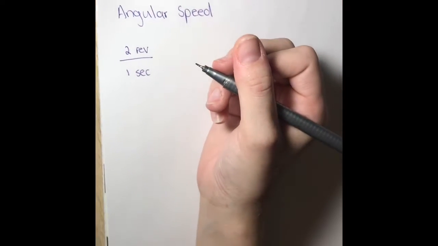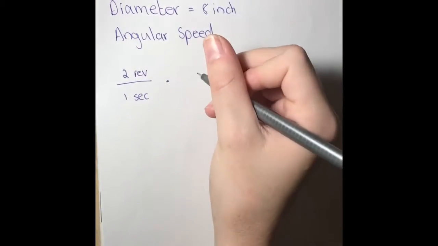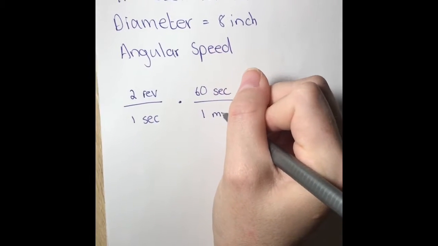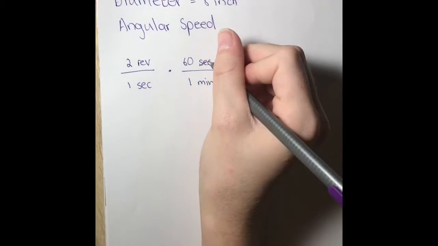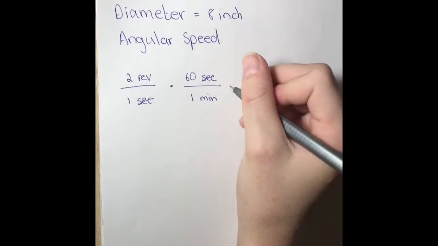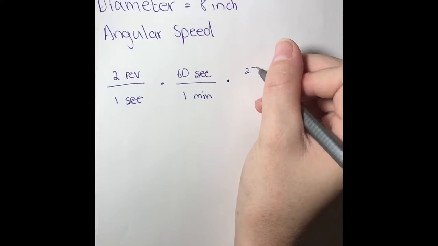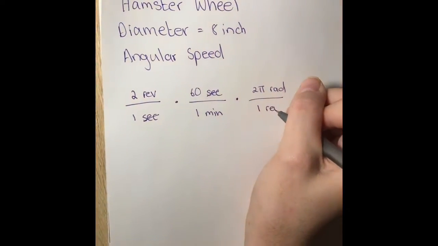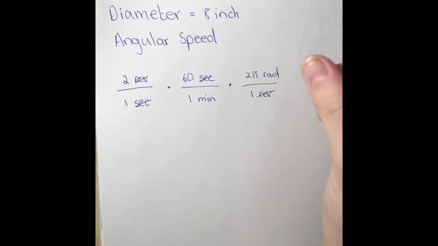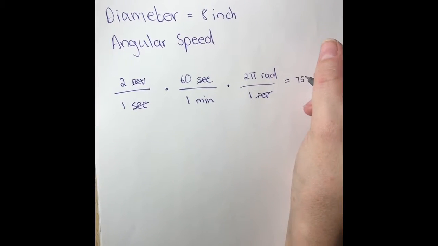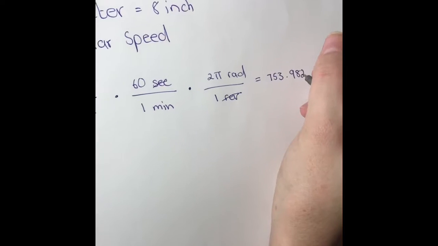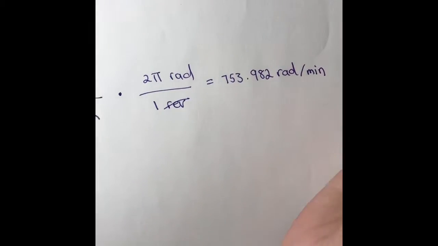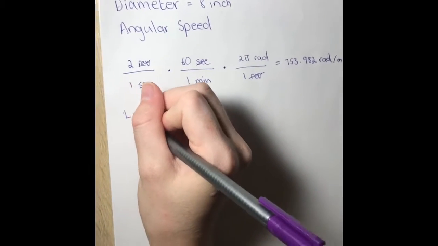So angular speed is done in radians per minute, so I'm going to multiply this by 60 seconds over 1 minute to cancel my seconds, and then I'm going to multiply that by 2 pi radians over 1 revolution to cancel my revolutions, and that's going to equal 753.982 radians per minute. Then I'm going to do linear speed.